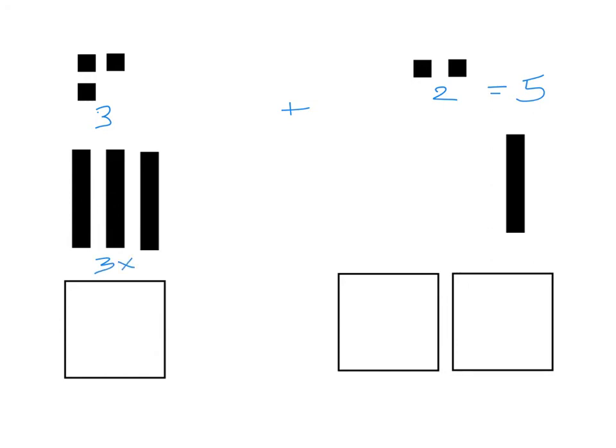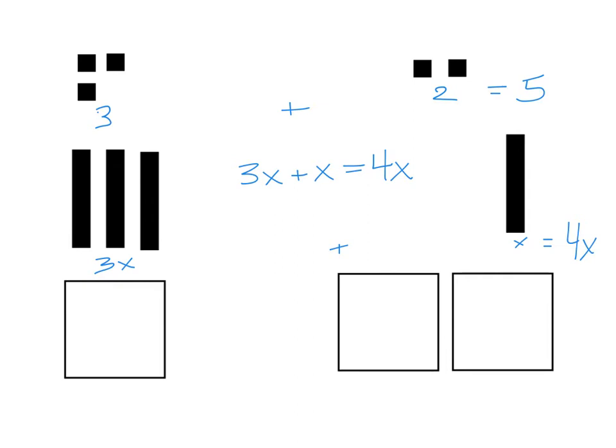And here I have 1x tile, so that's just x. So 3x plus x is going to equal how many x's? That's right, it's going to equal 4x. 3x plus x equals 4x.